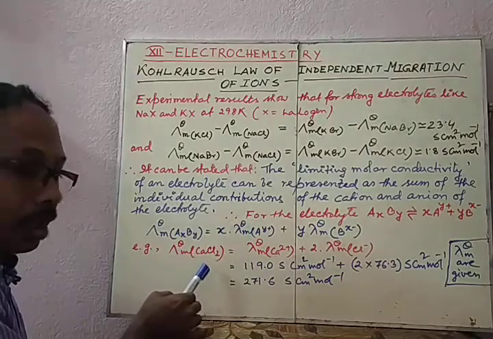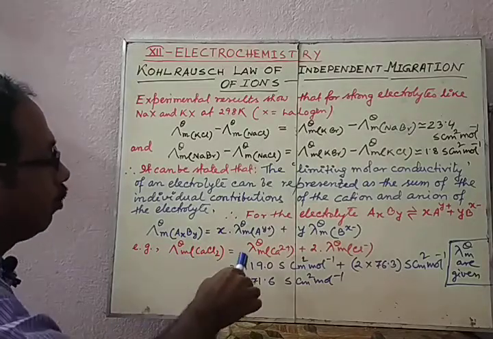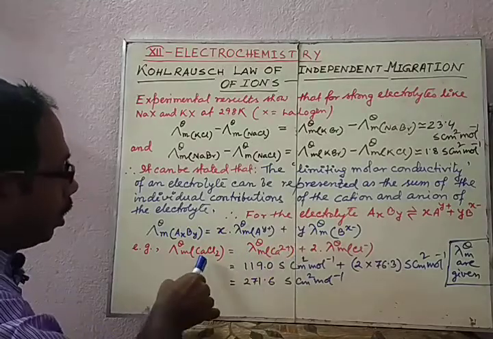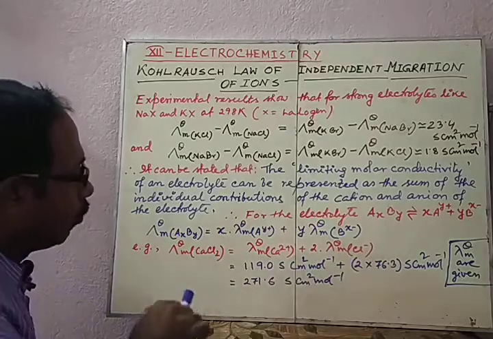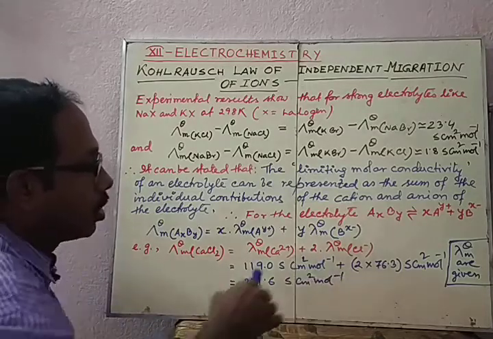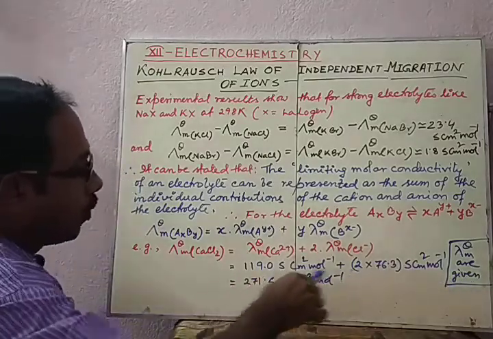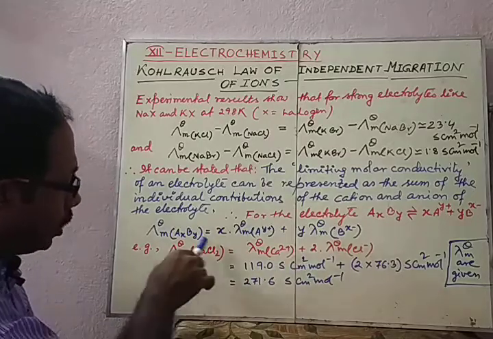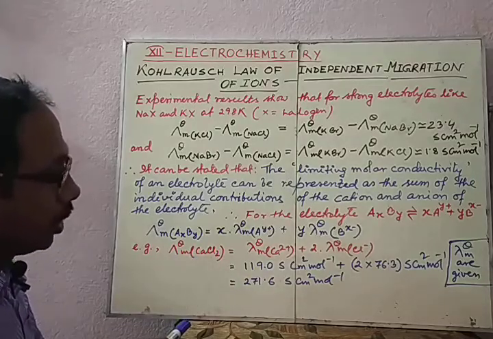Now if we take the salt calcium chloride, limiting molar conductivity for calcium chloride will be the sum of the limiting molar conductivity of calcium 2+ ion plus 2 into limiting molar conductivity of Cl- ion, because when CaCl2 is ionized, one Ca2+ ion and two Cl- ions are formed. From the given lambda 0 values, if we put those values of calcium and chloride, then we can get a value here. For this calcium chloride, the limiting molar conductivity can be calculated.